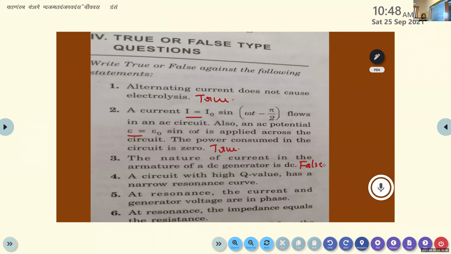So the nature of current in the armature of a DC generator is not DC, it is AC, alternating current. And we can convert this alternating current into DC with the help of a commutator. So this is a false statement, because the nature of current in the armature of a DC generator is not DC, it is AC.